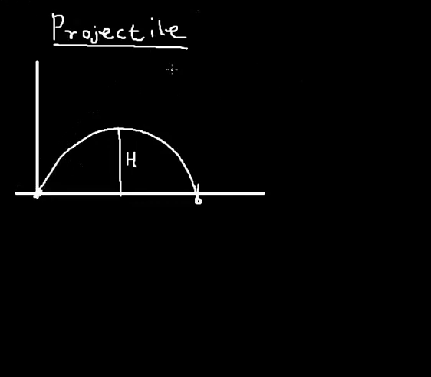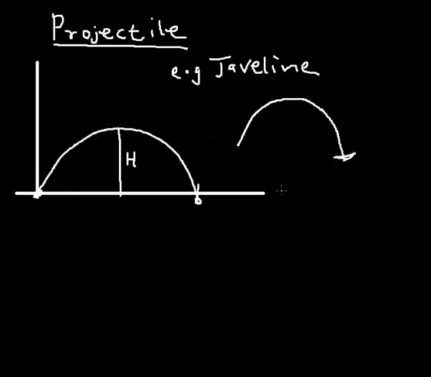For example of a projectile, we are looking at a javelin. This is a simple example. When you throw a javelin, you throw it in an angular path so that at the end of the day it will move in a parabolic path, then return back to the ground level.